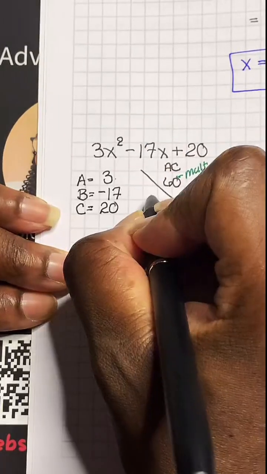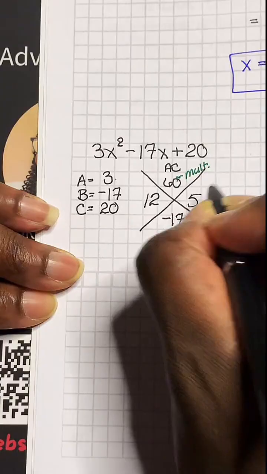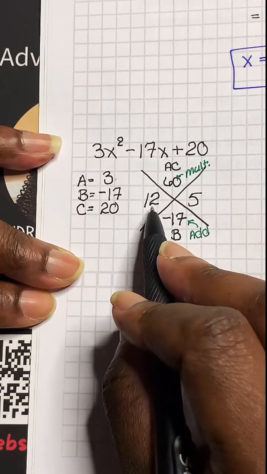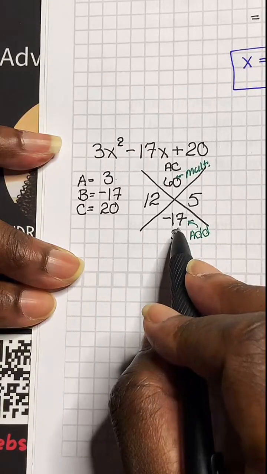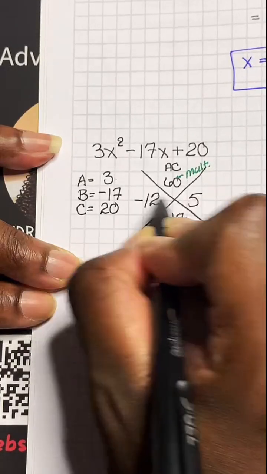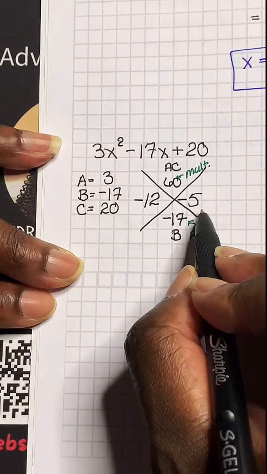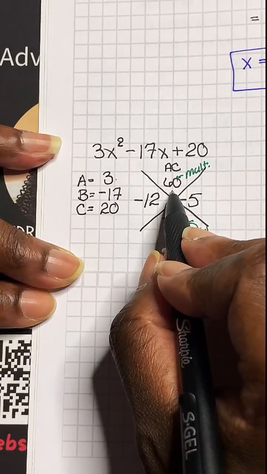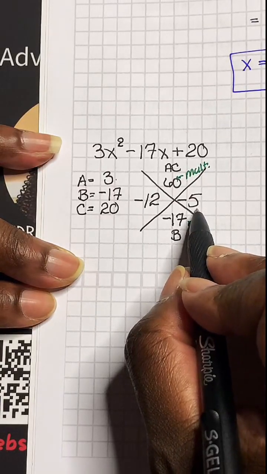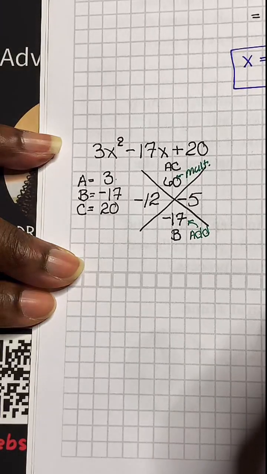Okay, so if we have our 12 and 5, if I multiply 12 and 5, it will give me positive 60. But if I add 12 and 5, it will give me a positive 17. So that's why I need to make both of these negative. So negative 12 times negative 5 will give me a positive 60. And negative 12 plus negative 5 will give me my negative 17. So we're good to go.